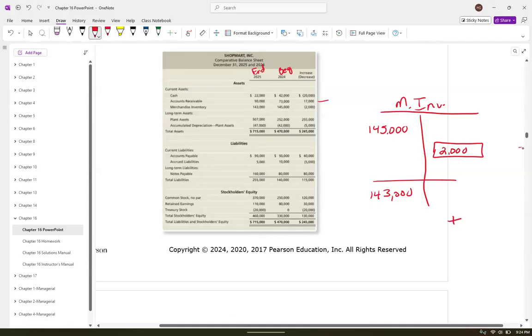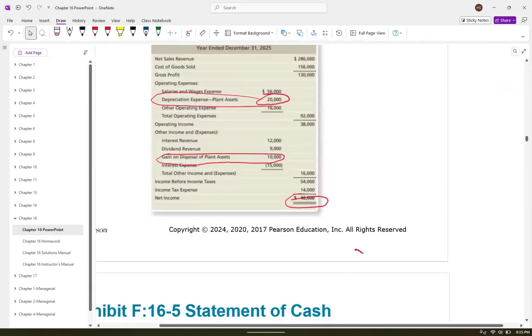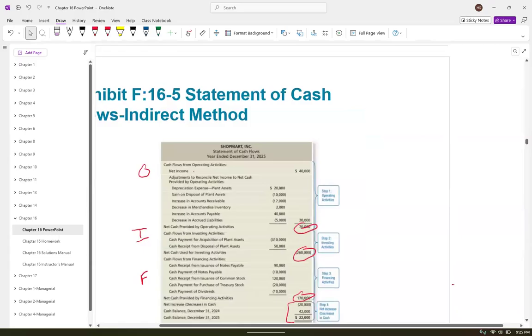Why are we going to do that? Let's think about it conceptually. We sold $2,000 more of inventory than what we purchased. So that 2,000 represents the cash we did not have to put out, but we had cost of goods sold. That 2,000 is included in that cost of goods sold, which is included in net income. So we will add the decrease in merchandise inventory.